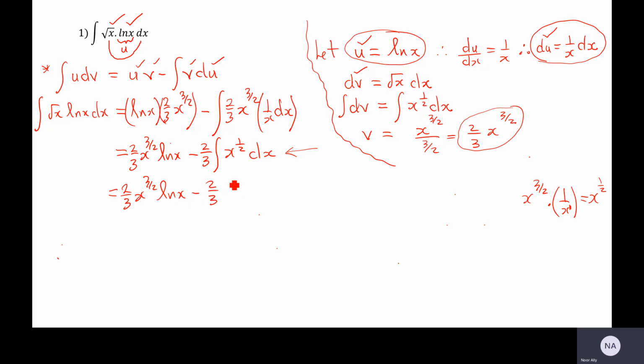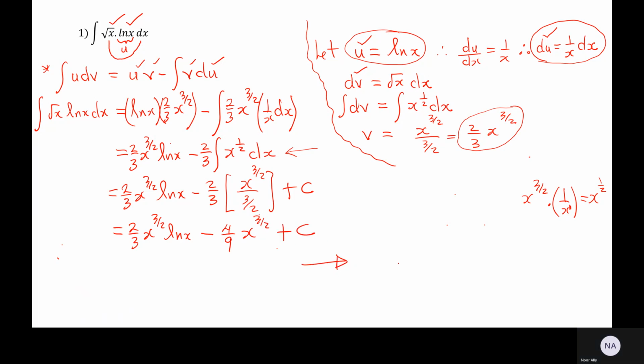Minus 2/3, and this is simple. The integral of x to the half, add 1, divide by 3/2, plus my constant c, and then simplify that. I get 2/3 x to the power 3/2 ln of x minus, divide by 3/2, multiplying by 2/3, I get 4/9 x to the power 3/2 plus my constant c, and there the integral is worked. It's solved.